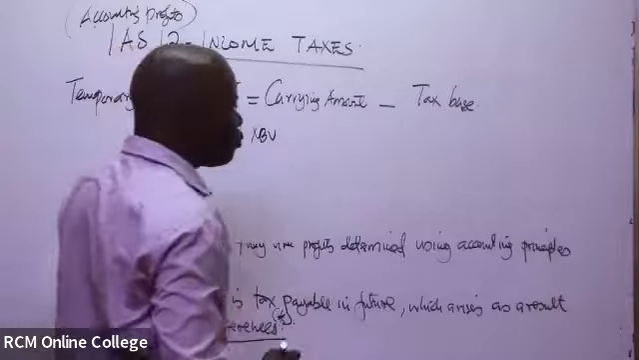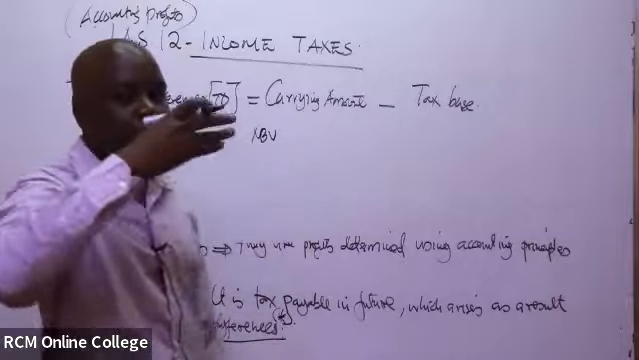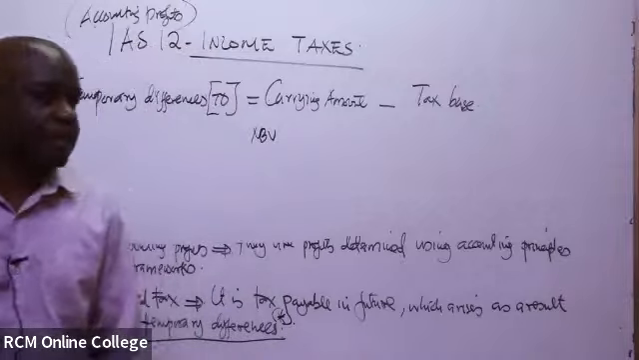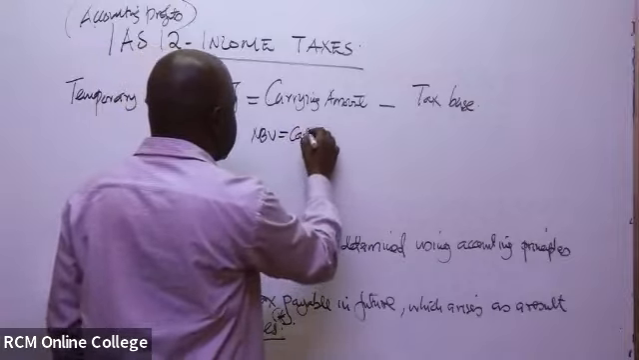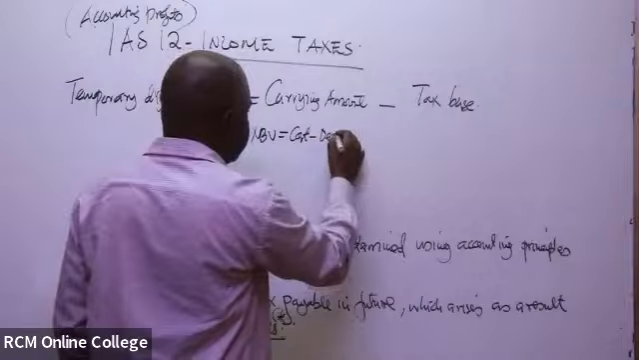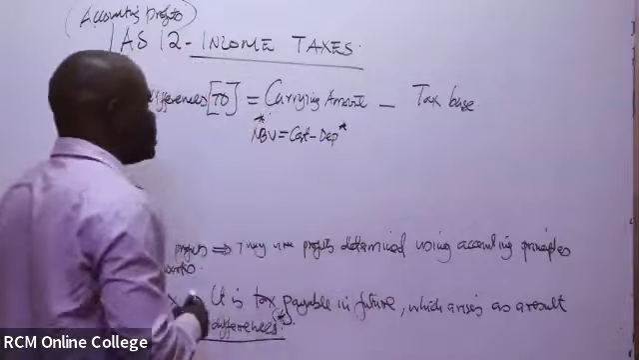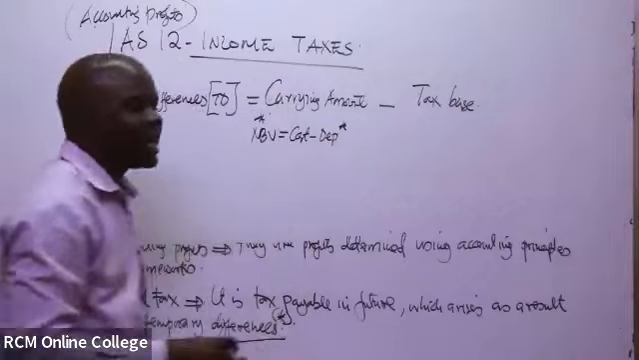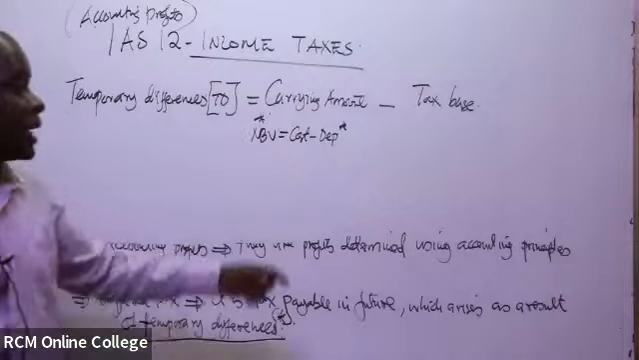And of course, you already know how to determine it. When you prepare the balance sheet, you do the cost, then you minus the depreciation, then eventually you get the NBV. So the NBV is simply cost minus depreciation. This carrying amount is the one that will be determined by the accountant. So that's how you normally determine the carrying amount.